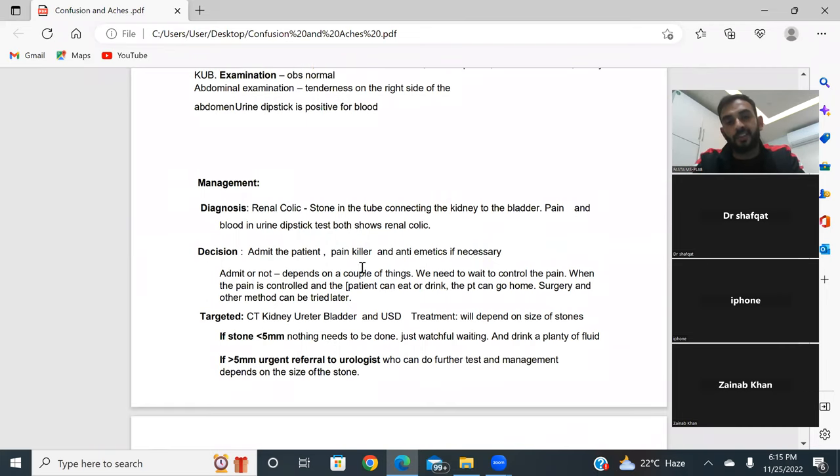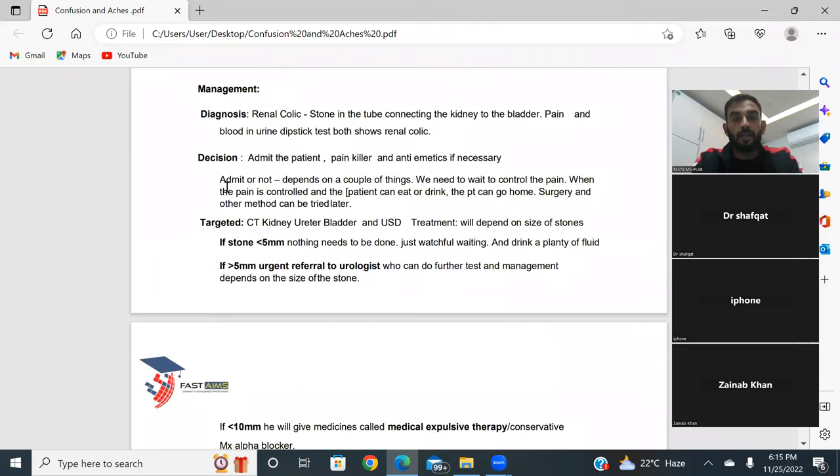Decision: admit the patient, give the painkiller and antibiotic, because he will be saying that he is nauseated. The patient says, I'm nauseated. If he says no, you will not be giving this to everybody. If the patient says, yeah, I'm having nausea but no vomiting, okay, then you will be giving antibiotics.